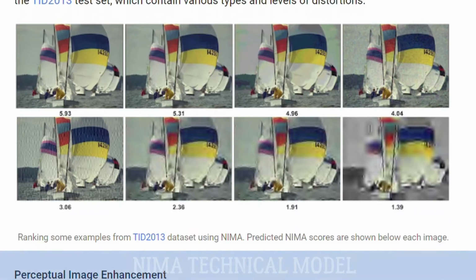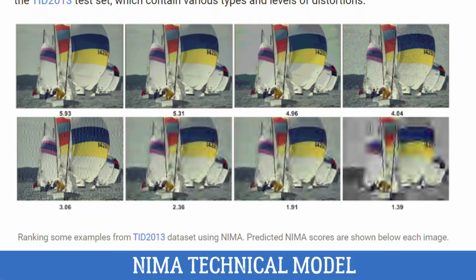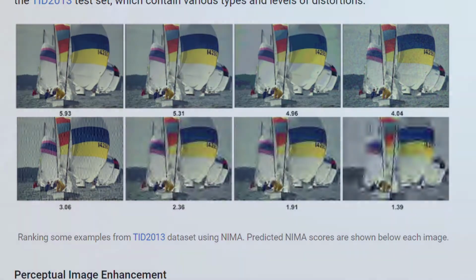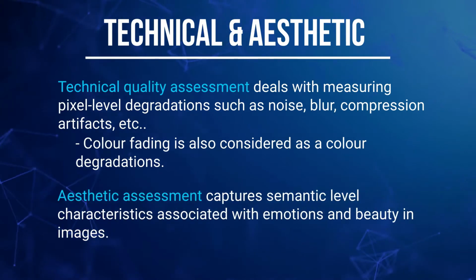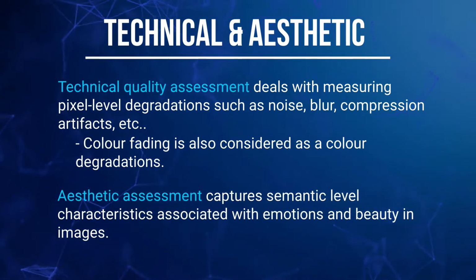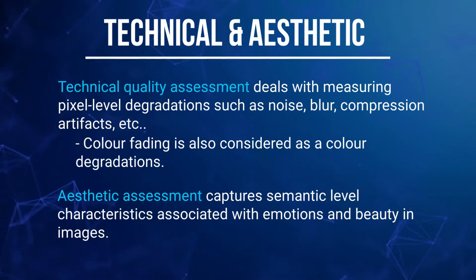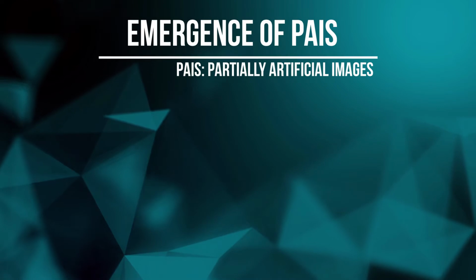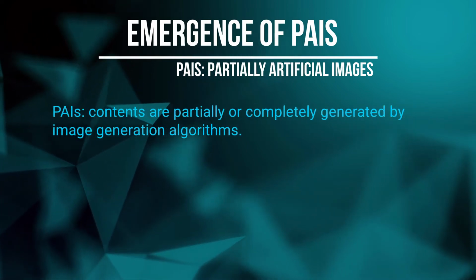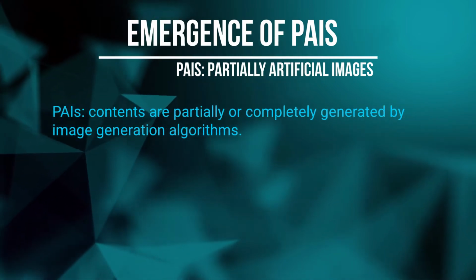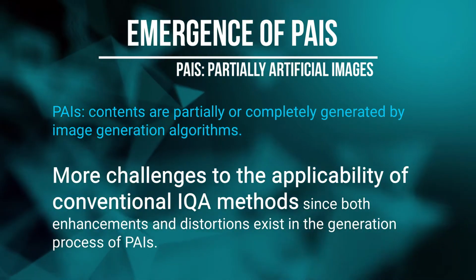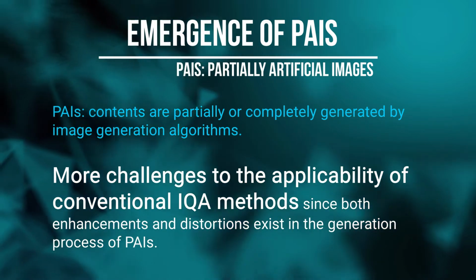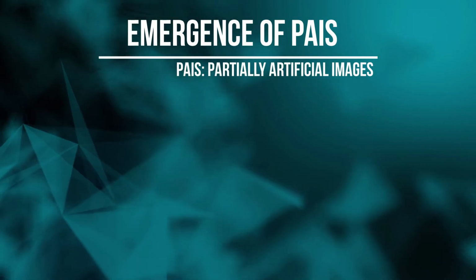Despite having several existing IQA methods, they usually only evaluate the technical or aesthetic aspect of an image. Technical quality assessment deals with measuring pixel-level degradations, while aesthetic assessment measures the semantic-level characteristics associated with emotions and beauty in images. The reason why we are building on this is because of the emergence of partially artificial images whose contents are partially or completely generated by image generation algorithms, which brings more challenges to the applicability of conventional IQA methods since both enhancements and distortions exist in the generation process of PAIs.